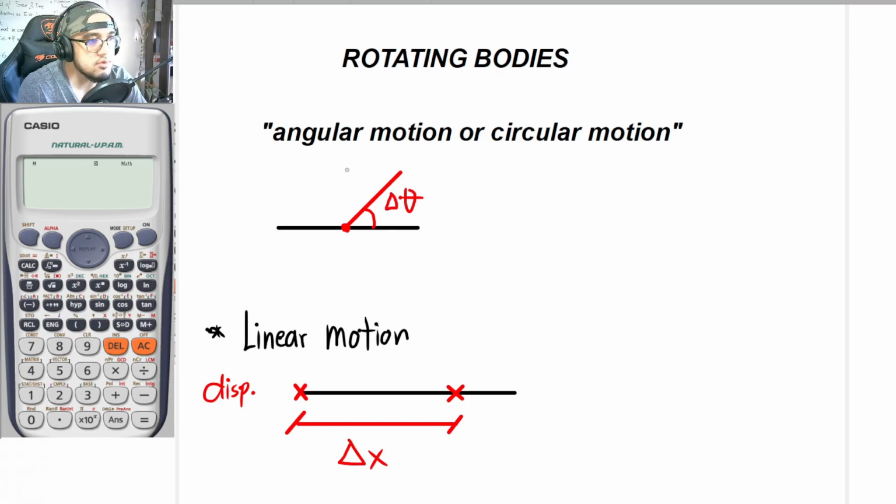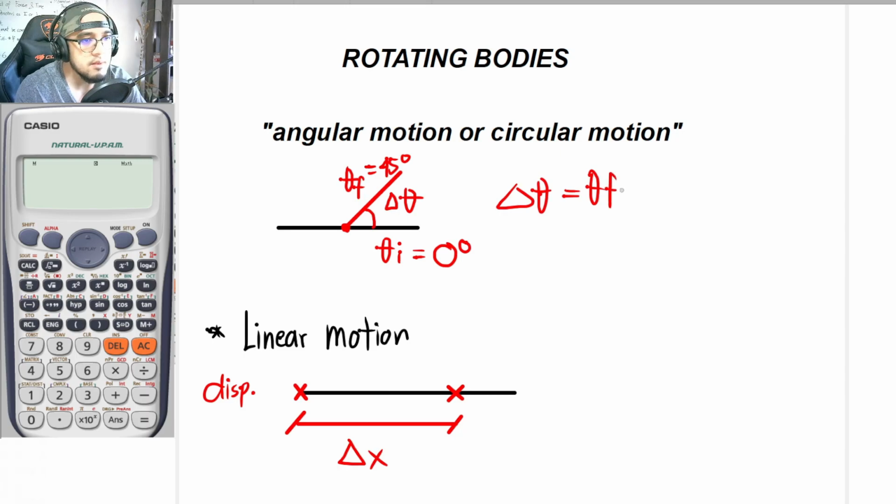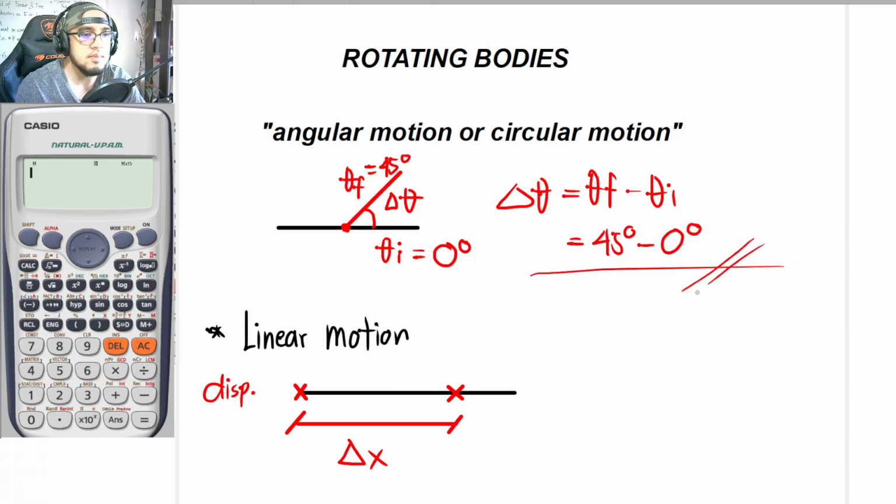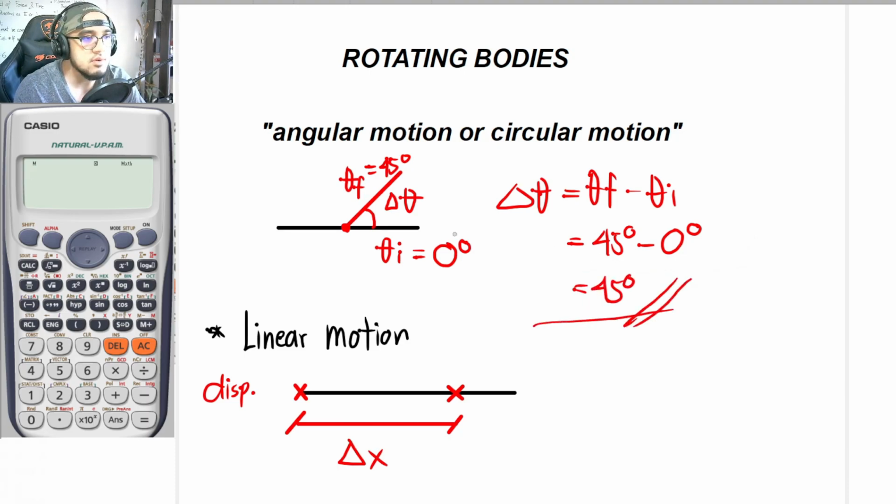Suppose that this is our final angle and this is our initial angle. Let's say that theta f is 45 degrees, for example, and for theta i, let's say that this is 0 degrees. For you to get the angular displacement, it is equal to final minus initial, which is 45 degrees minus 0 degrees. It is as simple as that. By the way, the answer is 45 degrees. This is the angular displacement at this position.